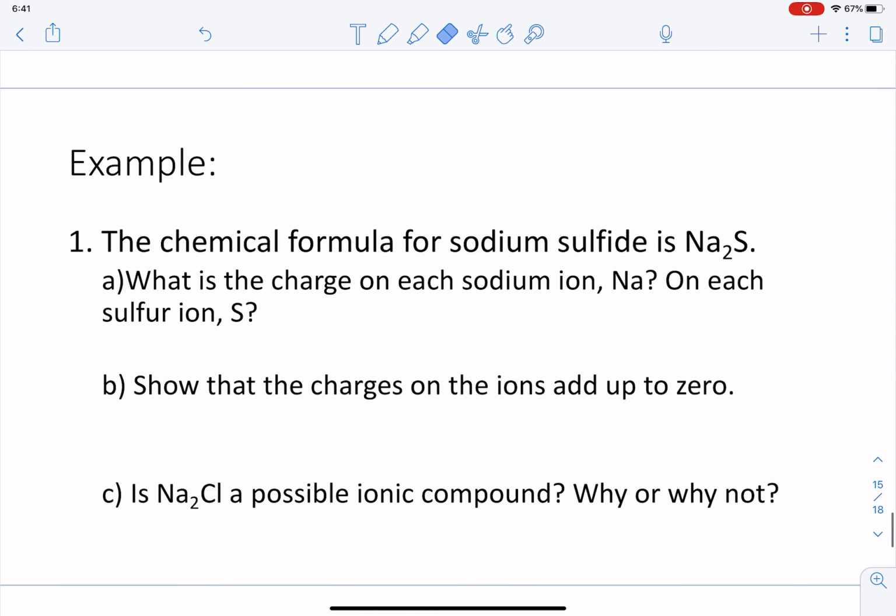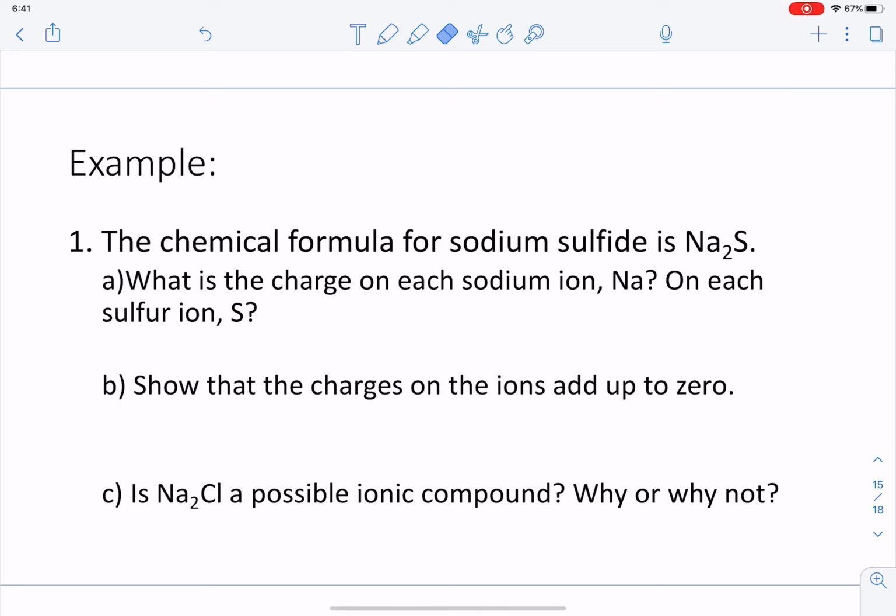All right, so another example. The chemical formula for sodium sulfide is Na2S. What is the charge on each sodium ion? And on each sulfur ion? So this is breaking it down step by step. We can do this one quickly.